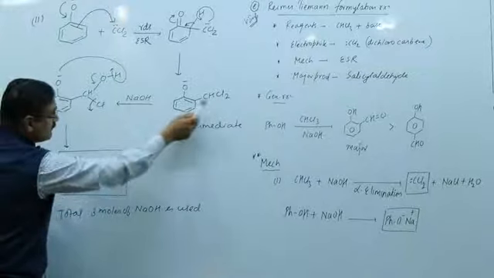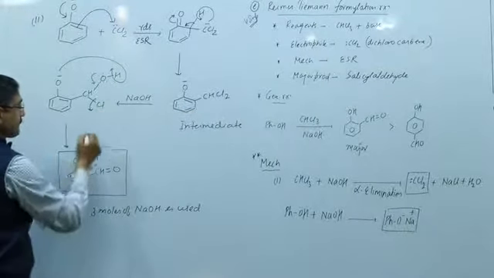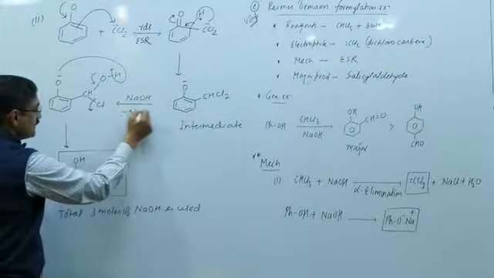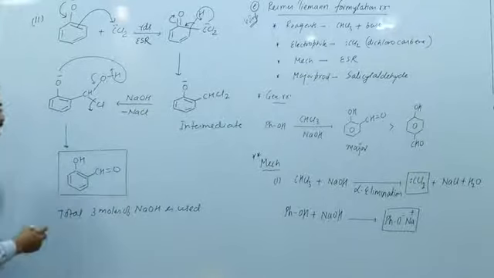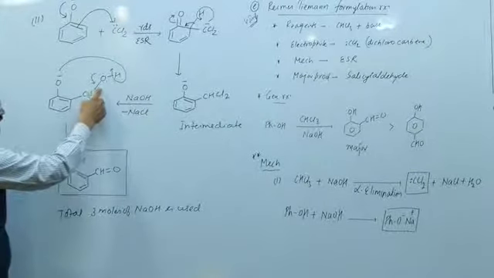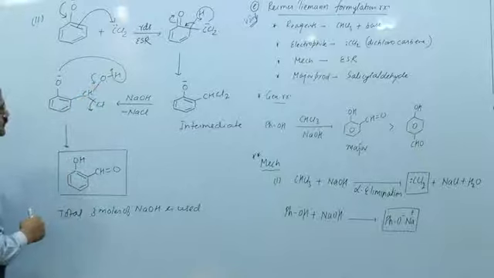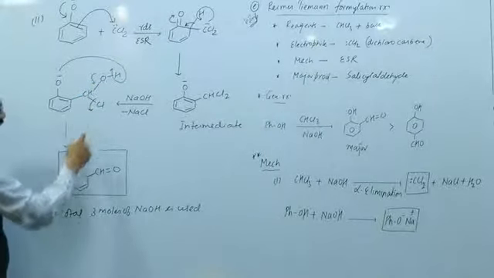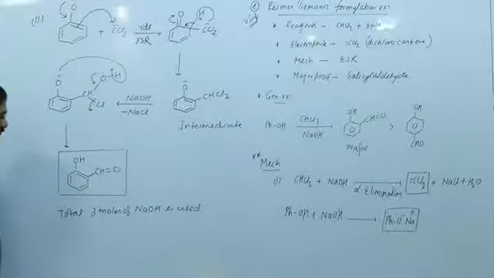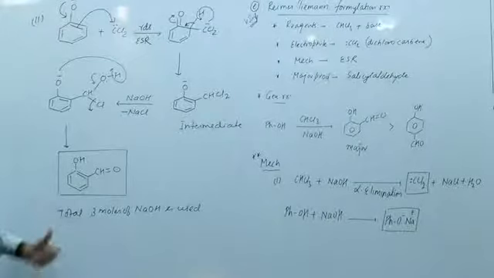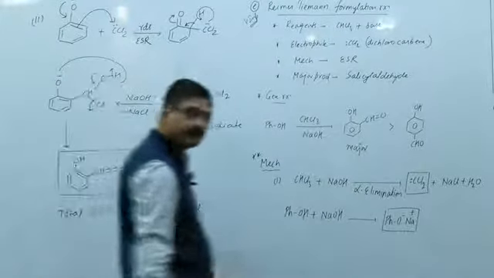Now hydrolysis of the intermediate: 1 Cl is replaced by NaOH. You can write here minus NaCl, and this oxygen is using its electron pair to remove the chlorine and is converted into salicylaldehyde. So this is a very, very important mechanism.